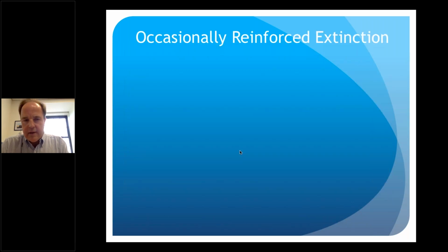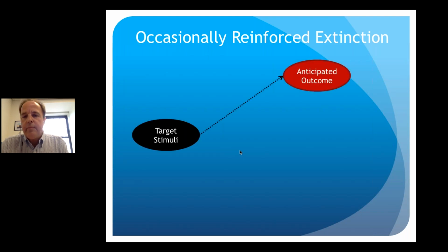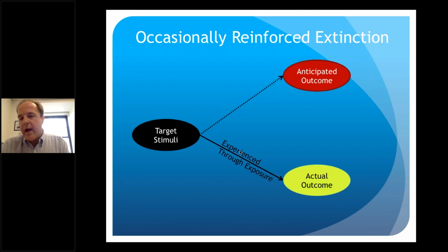So, occasionally reinforced extinction. I present this one next because it comports nicely with the idea of expectancy violations as its forerunner, even though we're going to comment on it in a moment for it being rather different in nature. So again, the target stimuli has some kind of anticipated outcome. We practice exposure, and we hope to get a different actual outcome. However, we do know that sometimes the actual outcome and the anticipated outcome can match. And so in recognition of that reality, it's useful to practice this as part of treatment in order to facilitate better coping with what real world consequences might be like.